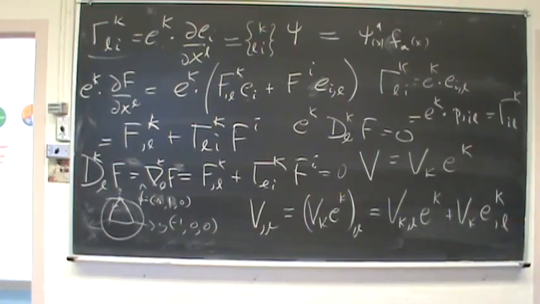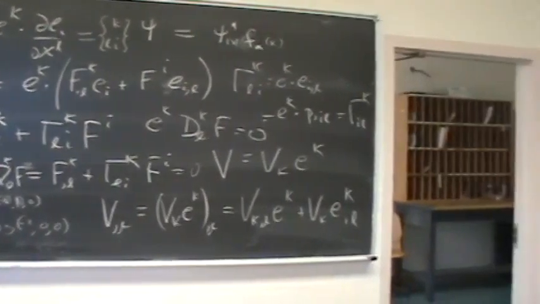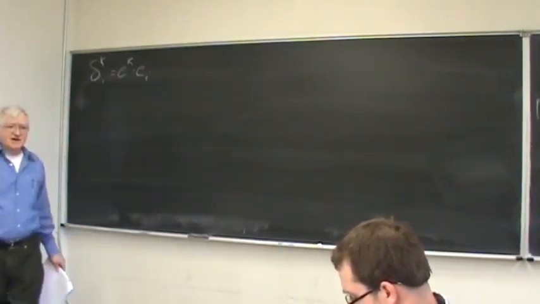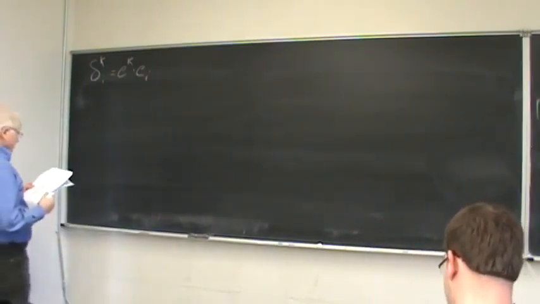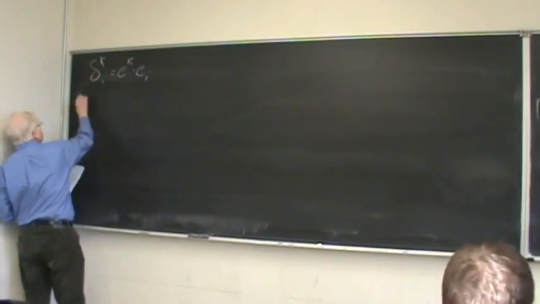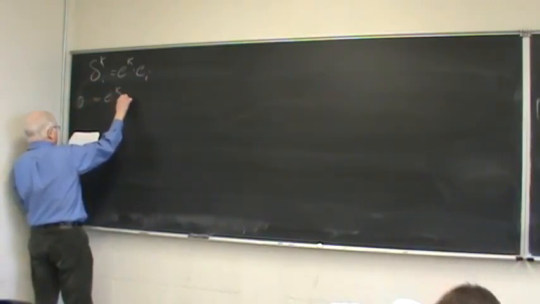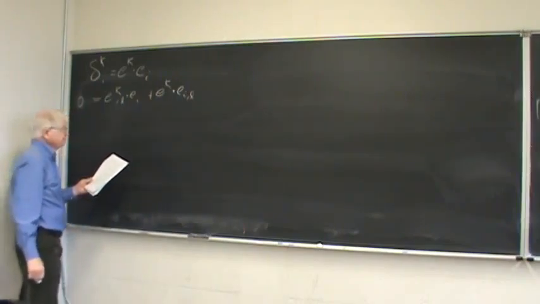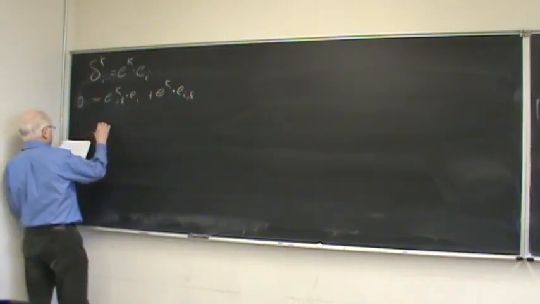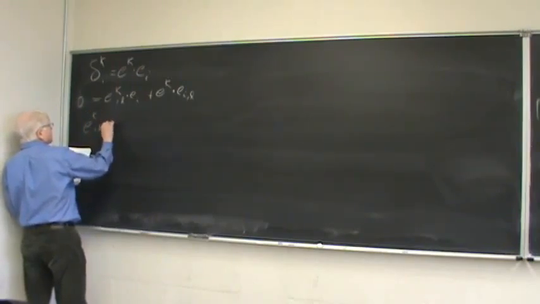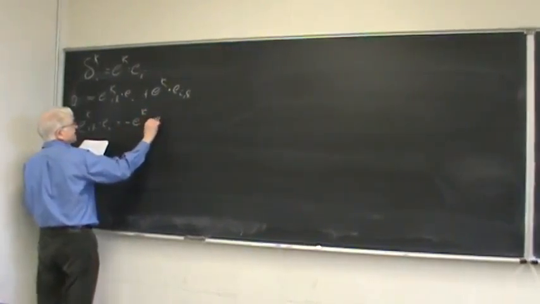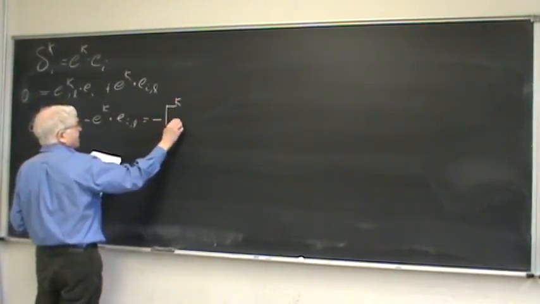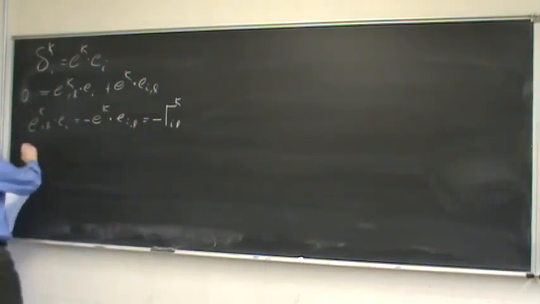And to figure out what this is, something that I went through briefly last time, you take the orthogonality relationship between the dual tetrads and the ordinary tetrads, and we differentiate them to get 0 equals e^k comma L dot e_i plus e^k dot e_i comma L. And so that tells us that e^k comma L dot e_i is equal to minus e^k dot e_i comma L, and that is minus gamma^k_iL.